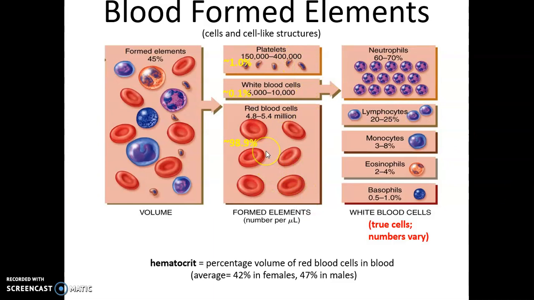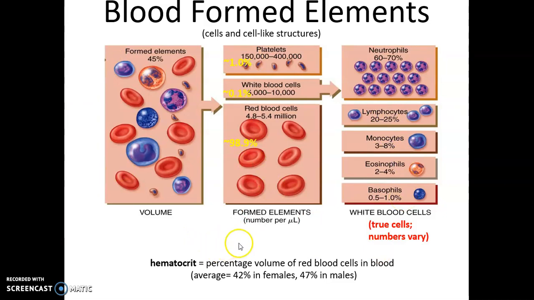Platelets and red blood cells are cell-like structures. They're technically not cells because they do not have a nucleus and they miss a lot of the other important organelles. The white blood cells, the leukocytes, are true cells. If you look at the various kinds of leukocytes, you see that all of them have nucleuses. They are possessing all the organelles you expect for a living cell. And leukocytes can be broken down further into neutrophils, lymphocytes, monocytes, eosinophils, and basophils.